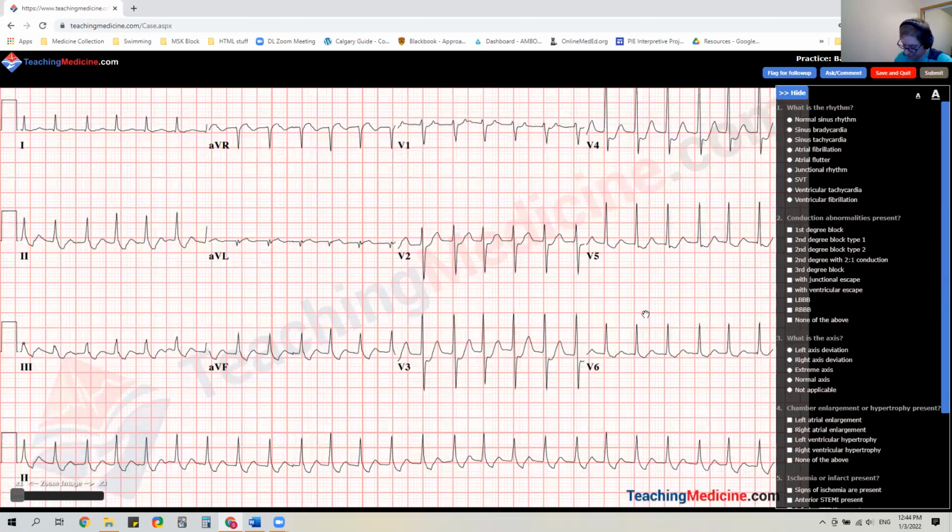All right, number 2. Starting with rate, 300, 150. Axis. Looks like normal axis. Checking in 1 in AVF. Rhythm.